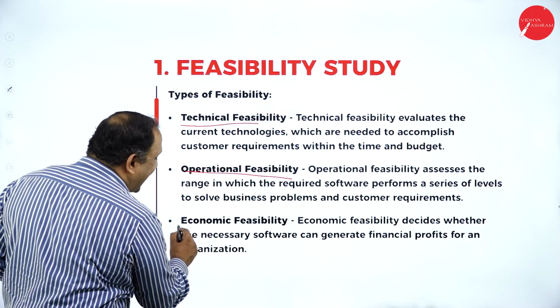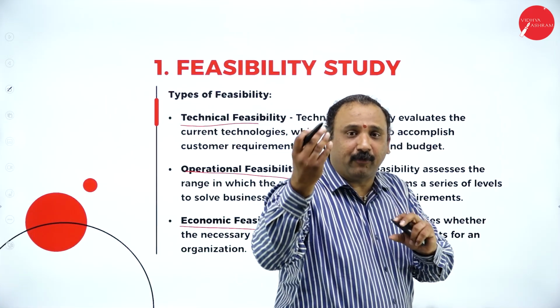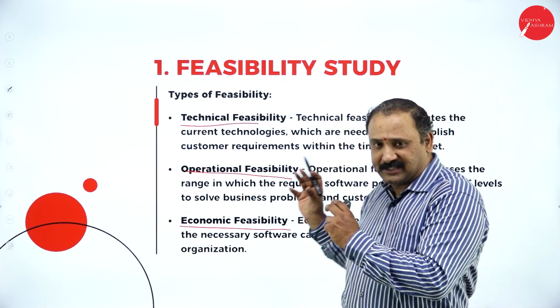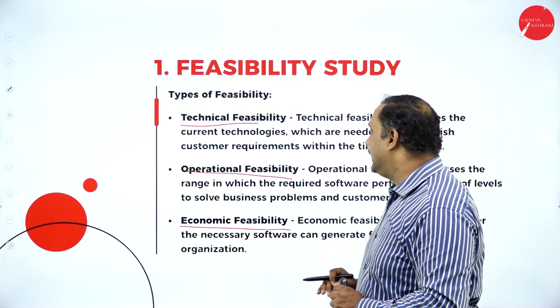Now, moving on to the feasibility study, we have the types of feasibility, starting with technical feasibility, operational feasibility, and economic feasibility. Now, this is quite easy for you to understand because the words themselves are self-explanatory. Let's start with technical feasibility.